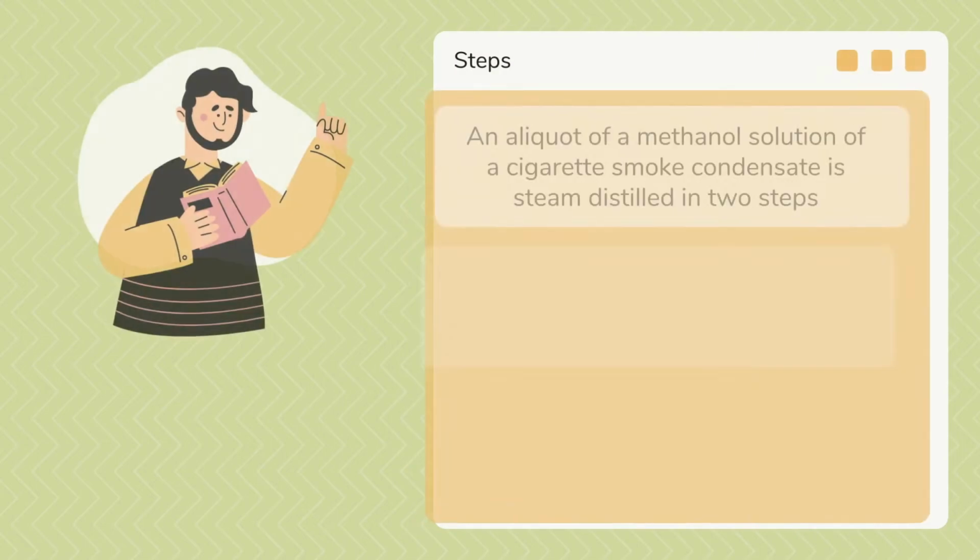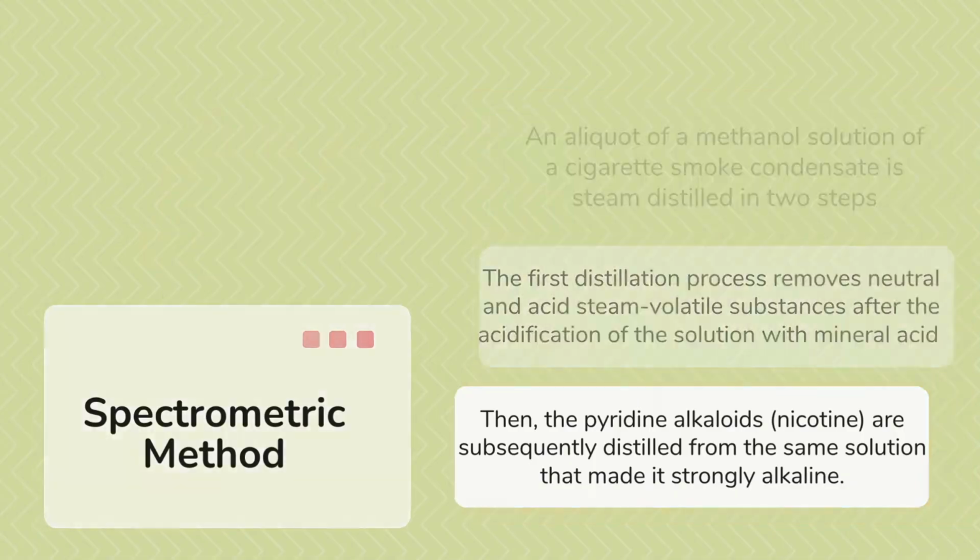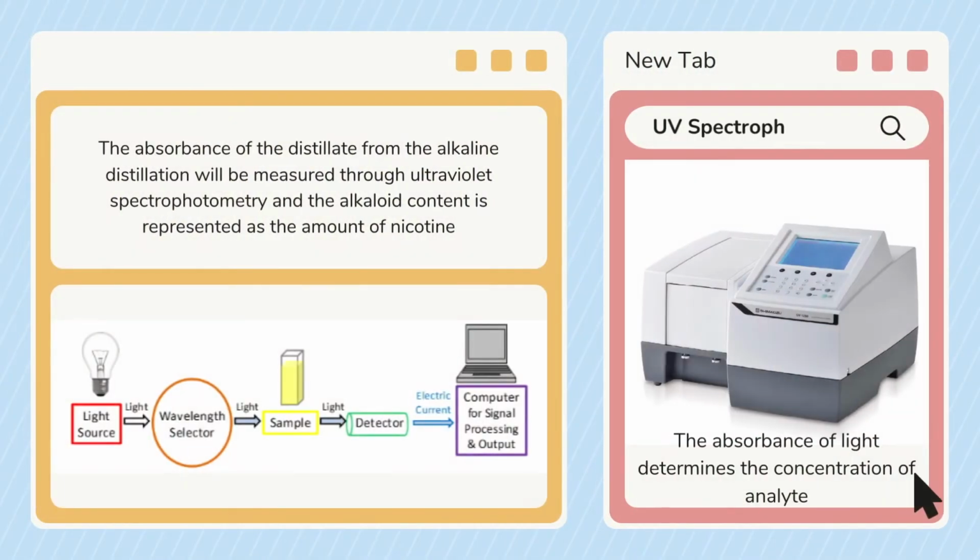In the spectrometric method, an aliquot of a methanol solution of a cigarette smoke condensate is then distilled into two steps. The first distillation process removes neutral and acid steam volatile substances after the acidification of the solution with mineral acid. Then, the pyridine alkaloids or nicotine are subsequently distilled from the same solution that made it strongly alkaline. The absorbance of the distillate from the alkaline distillation will be measured through ultraviolet spectrophotometry, and the alkaloid content is represented as the amount of nicotine.